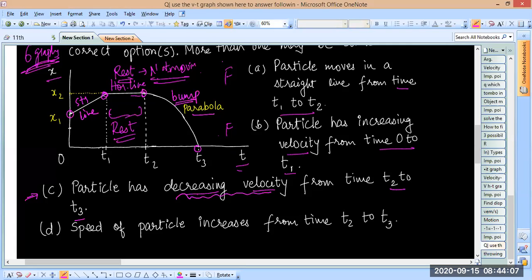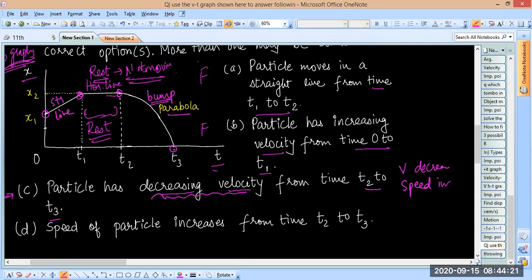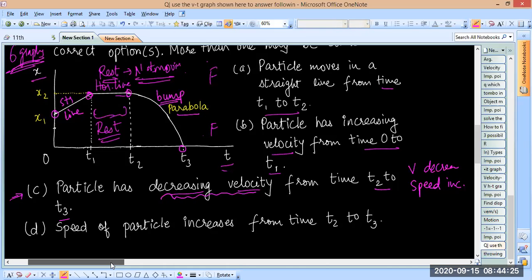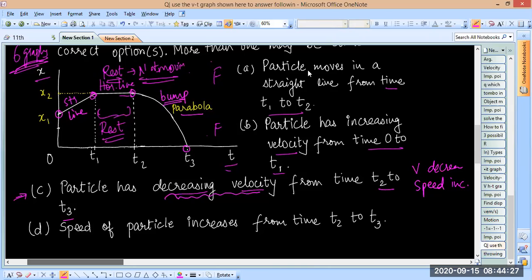Clear? Speed is increasing. Let me tell you that, everyone. This is a very nice case. Here velocity is decreasing and speed is increasing, right? Okay, it happens, that's not a problem. So this is true. Now D, I've already said it is true, right?